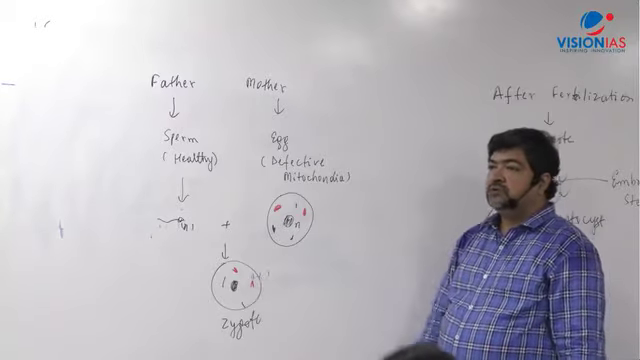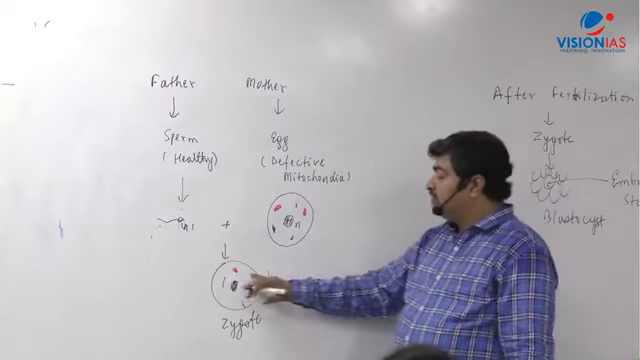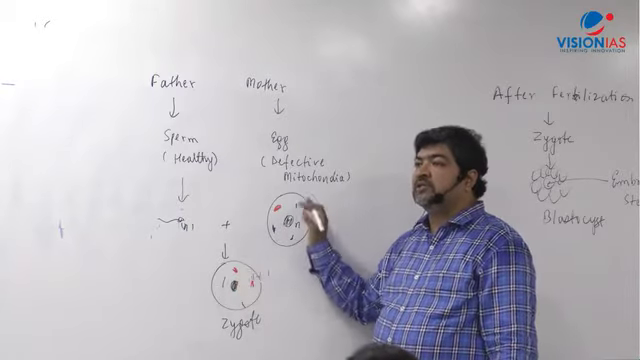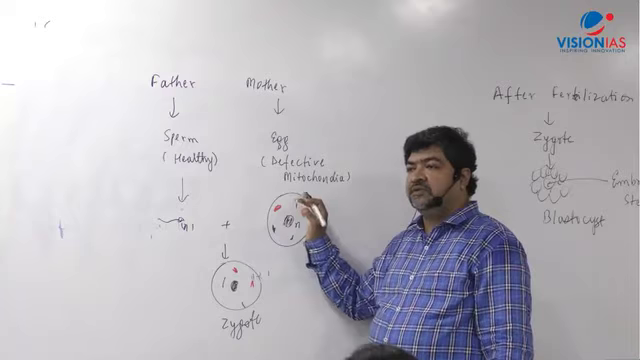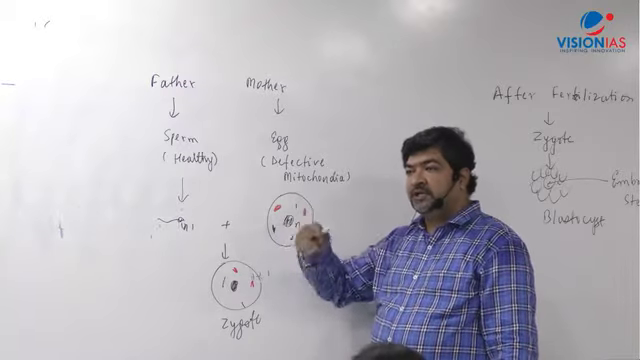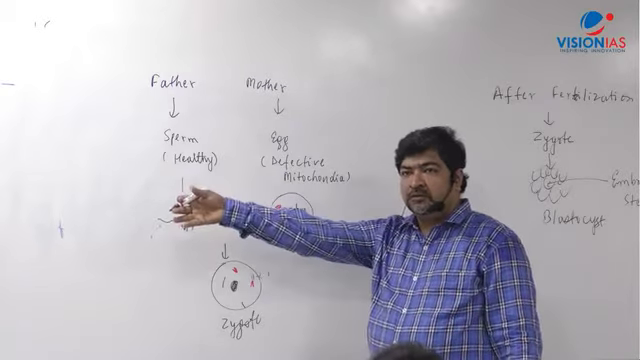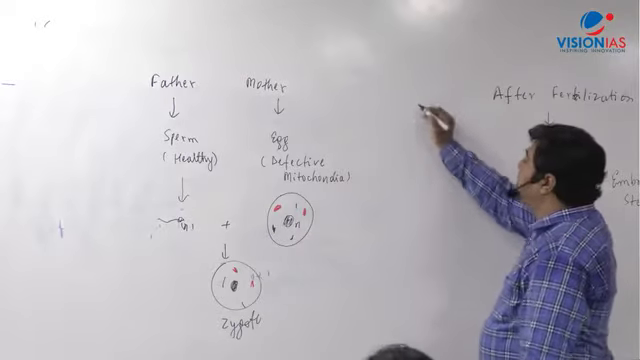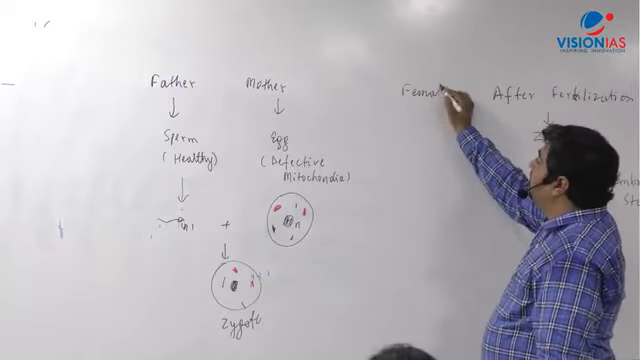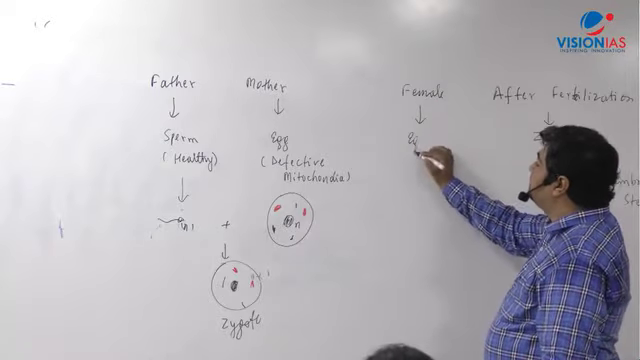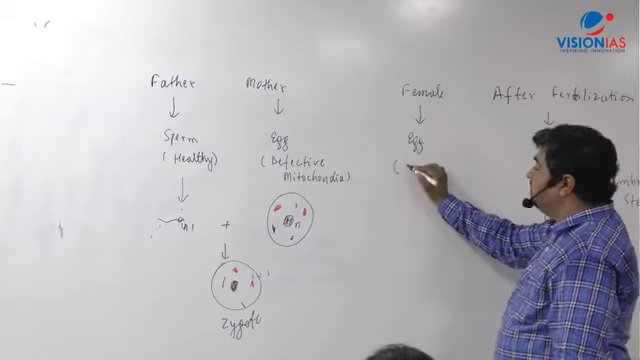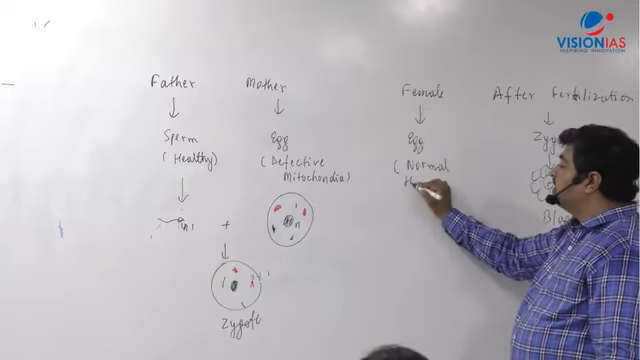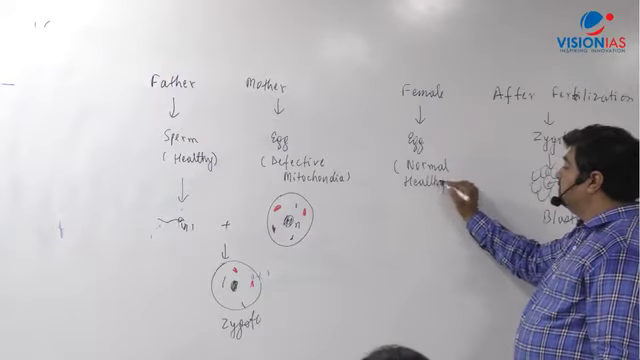So what is the way out? The way out is that this mitochondria has to be replaced. But for that you cannot use the mother's egg cell, because it contains defective mitochondria. You require an egg cell from another female who has healthy mitochondria. So let's say a third female was taken, and the egg cell taken from her has normal functioning, healthy mitochondria.